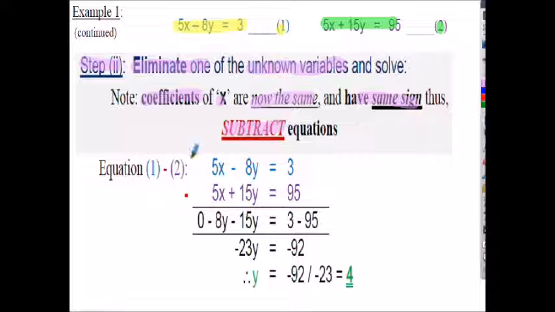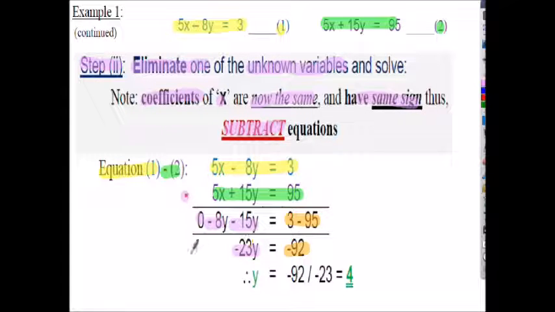So to undertake the elimination process, we'll have equation 1 and we'll subtract from that equation 2. So this is equation 1 from above, this is equation 2 from above. And subtracting the equations, 5x take away 5x would be 0, and then negative 8y take away the 15y shown here, negative 8y subtract the 15y will give us negative 23y. On the right hand side we've got 3 subtract the 95, so that's negative 92.